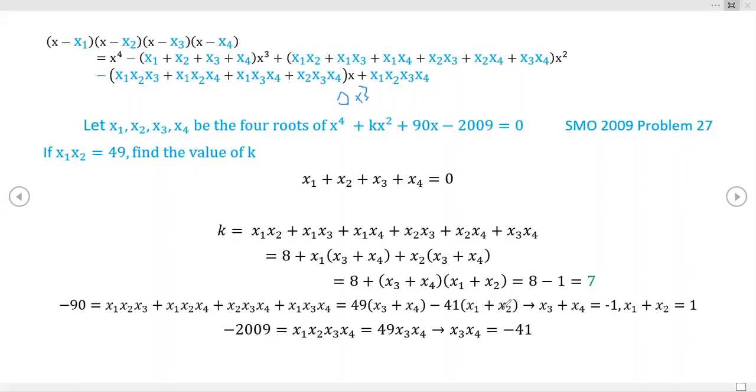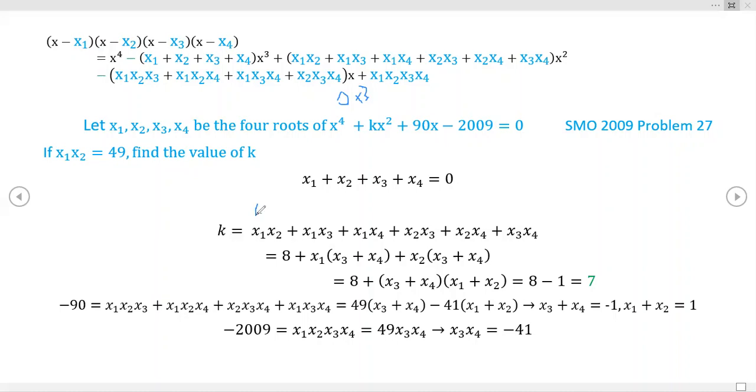And that's x sub 1 plus x sub 2. But for this to be equal to negative 90, x sub 3 plus x sub 4 has to be negative 1. This would be minus 49 minus 41, which is minus 90, if we force x sub 1 plus x sub 2 to equal 1. So that's very useful. They're additive inverses of each other. And so from right up here, we're good to go.